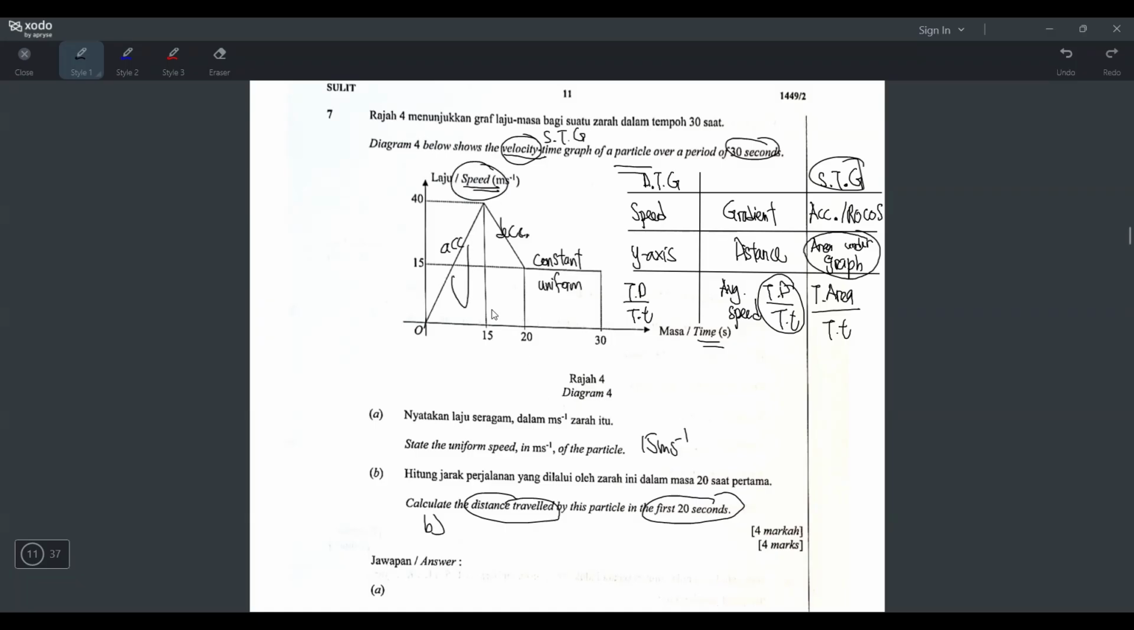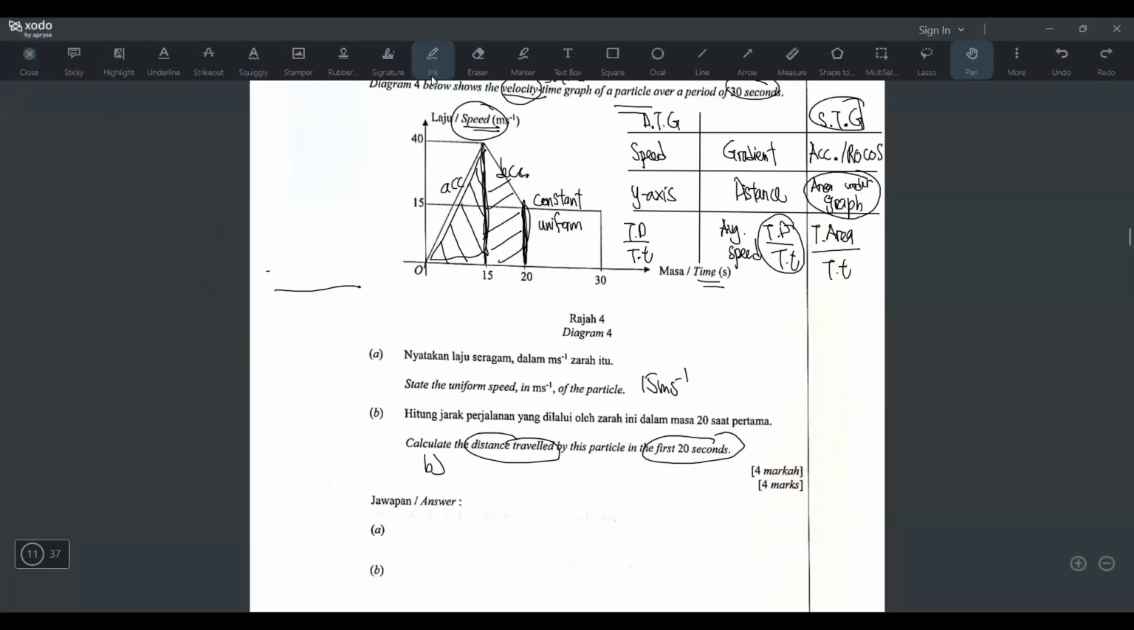But they don't want the whole journey. They only want the first 20 seconds. So I will cut off here, and I will get the area under this graph, right? Under means what? Bawah. Bawah means this, bawah. But I have to cut it off here also and find the area separately, right? So this is a triangle and then this is a trapezium. When you add them, you get the total area, and that's the answer.